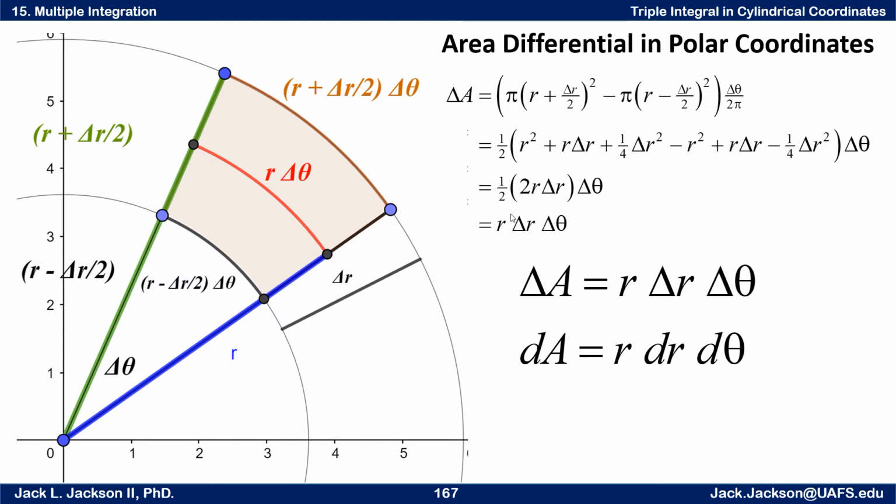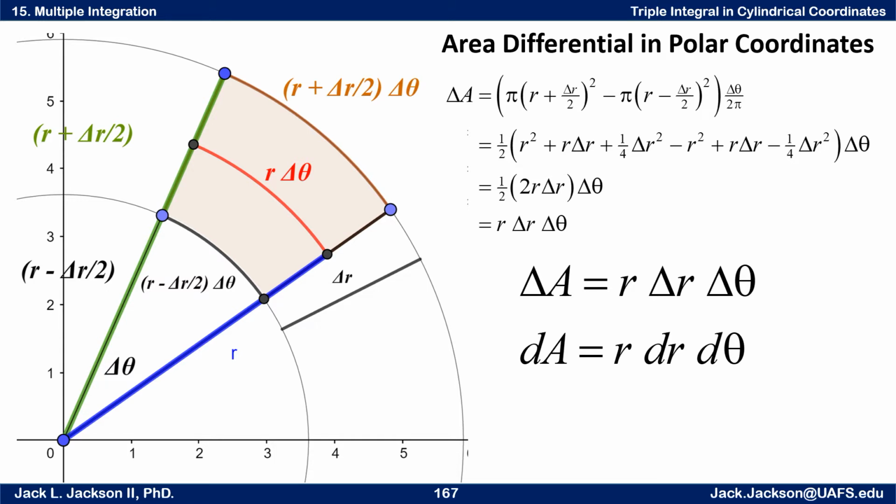Well, the 2 and the 1/2 cancel, and so the area that you see shaded here has area r times delta r times delta theta, where r is the average radius there. So delta A equals r delta r delta theta, and so that means the differential that we have for polar coordinates, dA, was r dr d theta. So we've done this before. Now, when we move this to cylindrical coordinates, we're just going to add in a z component.